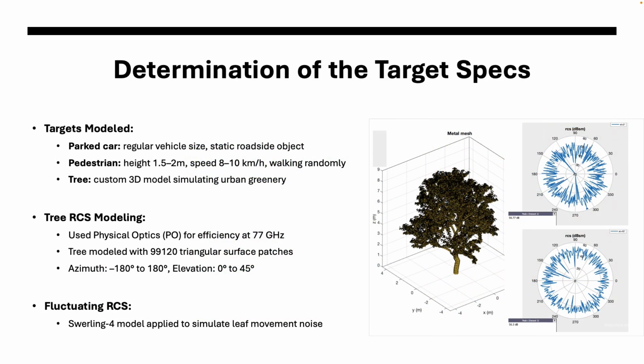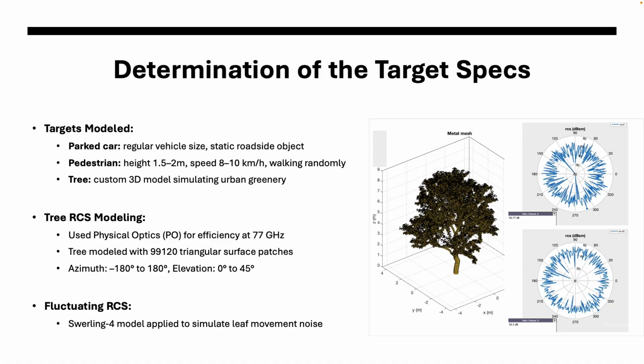We started by specifying the individual radar targets as a stationary parked car, a pedestrian with varying height and speed, and a tree. While the car and pedestrian models were readily available in MATLAB, the tree had to be modeled from scratch. That's why we use a detailed 3D model structured with around 99,000 triangular surface patches to simulate a realistic tree.